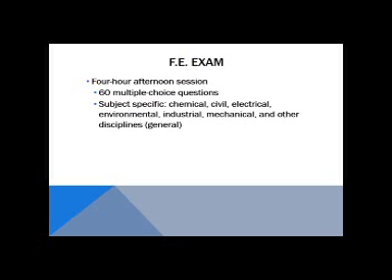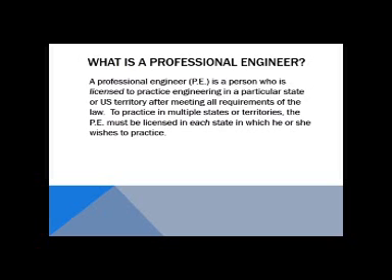And so in life, you kind of want to become a professional engineer. A professional engineer is a person who is licensed to practice engineering in a particular state or U.S. territory after meeting all the requirements of the law. To practice in multiple states or territories, you must be licensed in each state that he or she wishes to practice. Basically, you can get your professional engineering license in one state, and then another state will either have some supplemental questions you need to fill out or something else in order to become registered in that state also.